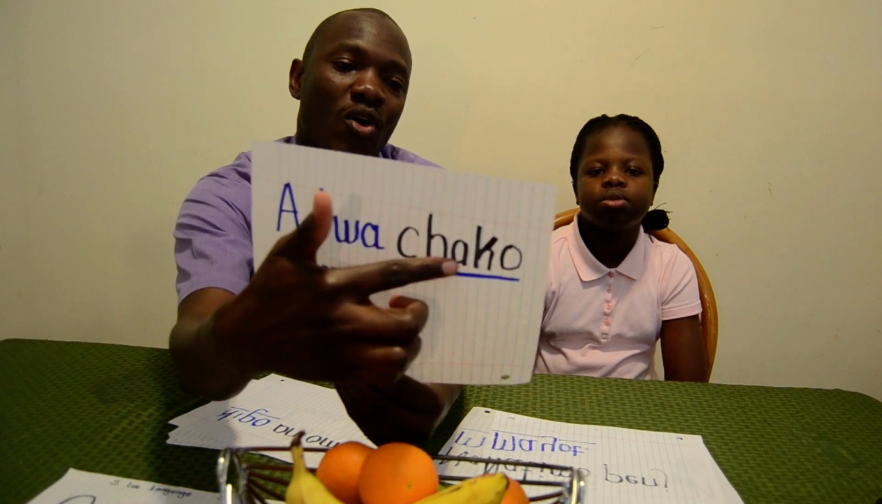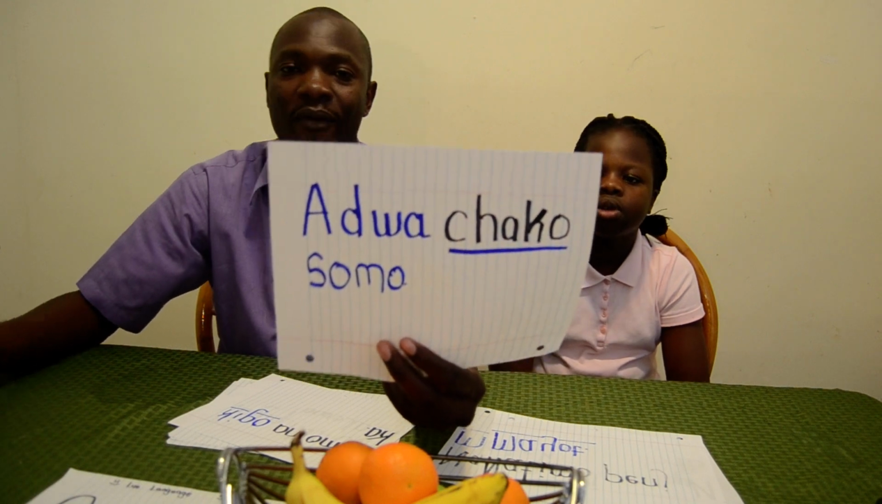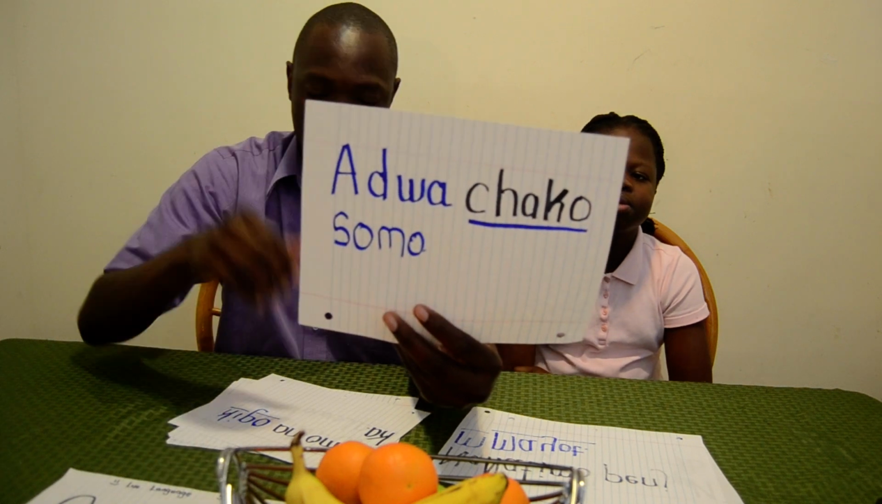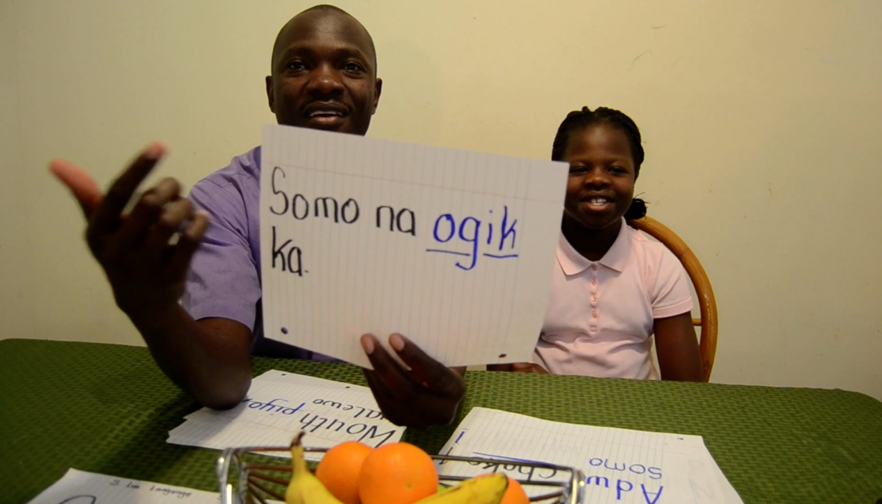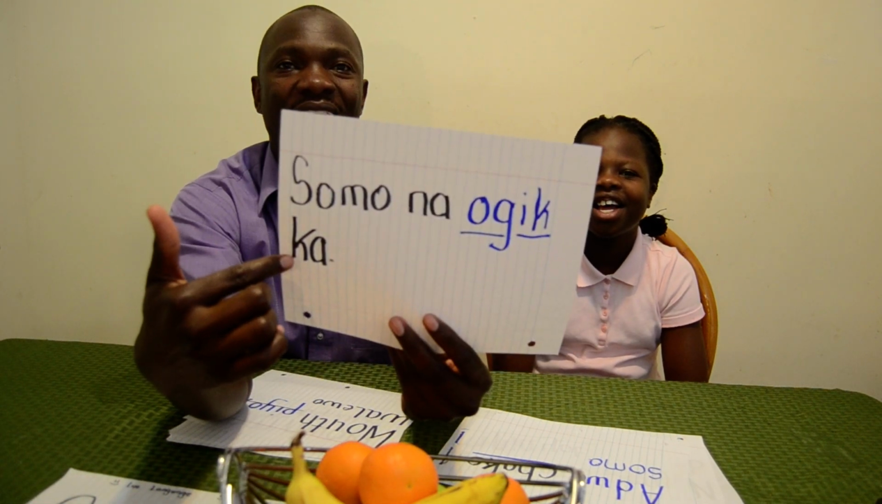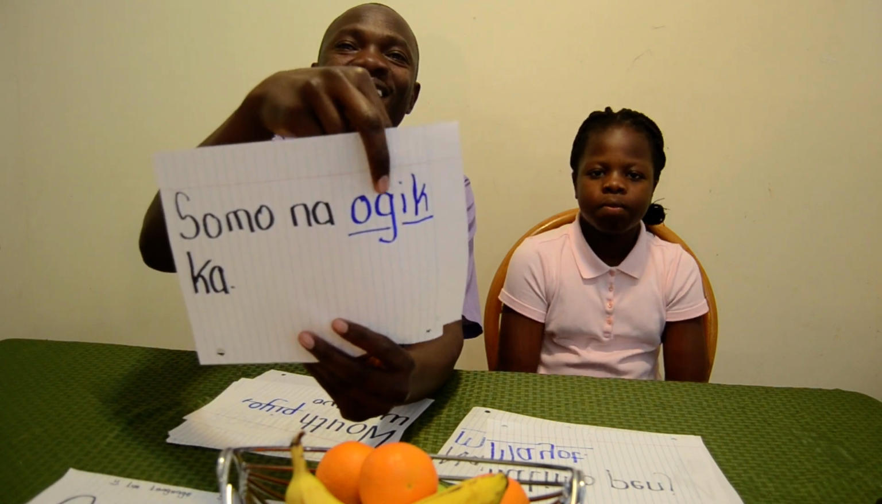Adwa chako somo. I want to begin, commence reading. And the opposite is? Somo na ogik ka. My reading ends here. So chako, giko, ogik. That's the opposite, okay?